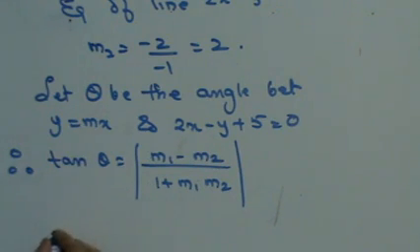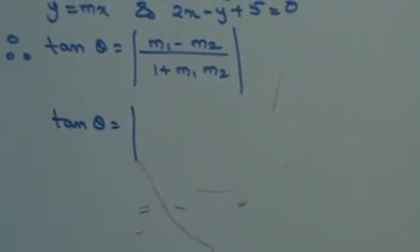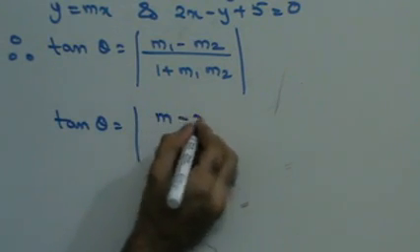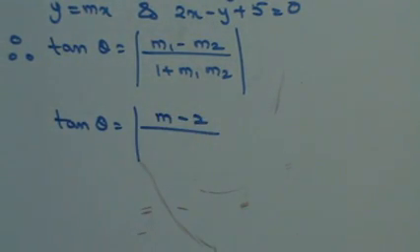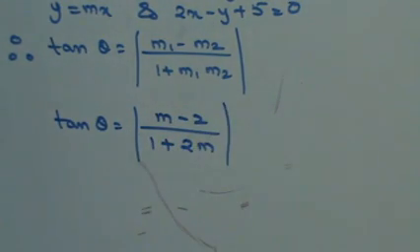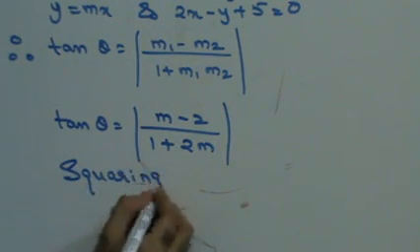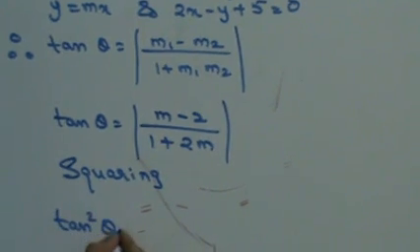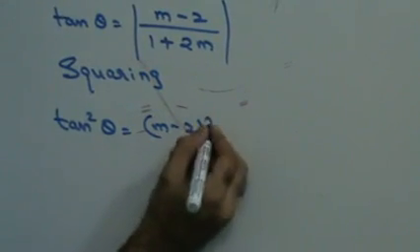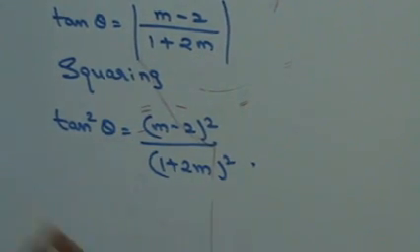So in that case, I can say that tan theta is modulus of m1 minus m2, so that's going to be m minus 2 upon 1 plus m1 m2, so 1 plus 2m. Now I need to get rid of the modulus sign. How do I get rid of the modulus sign? I need to square both the sides. So if I say squaring, I'll get tan square theta is m minus 2 the whole square upon 1 plus 2m the whole square. Expand.